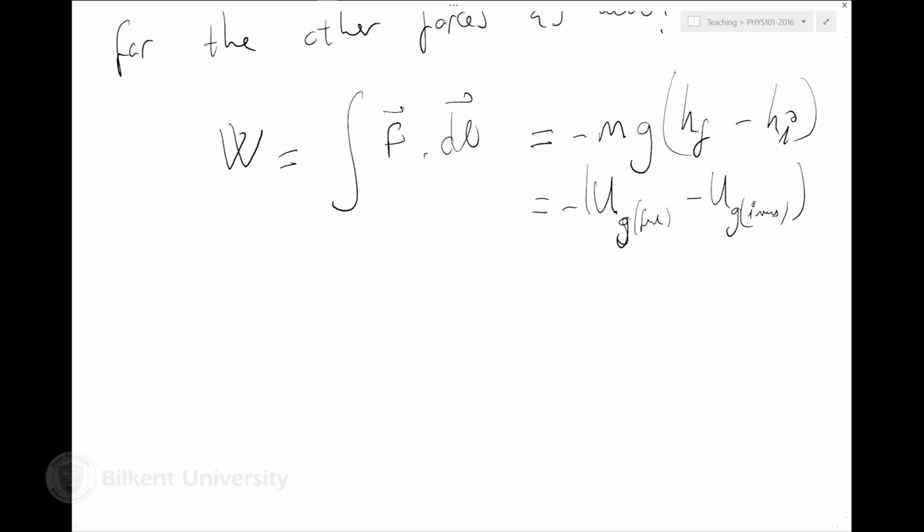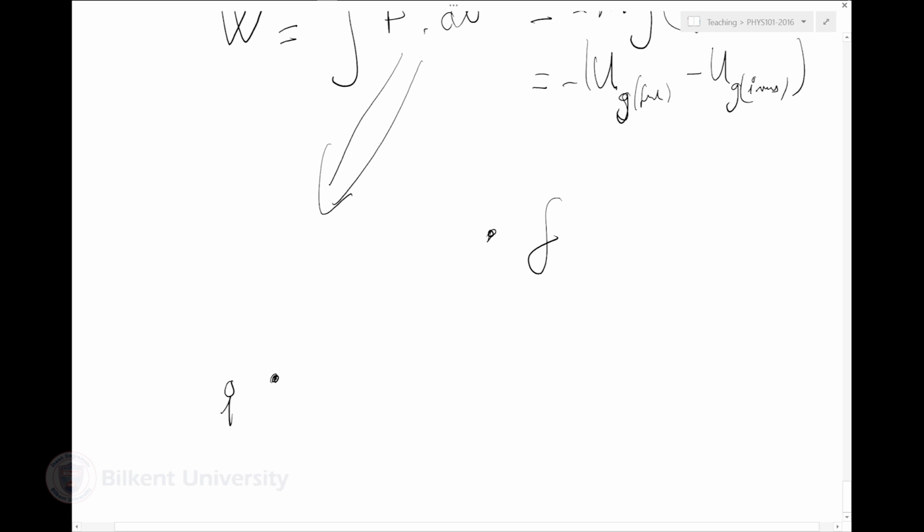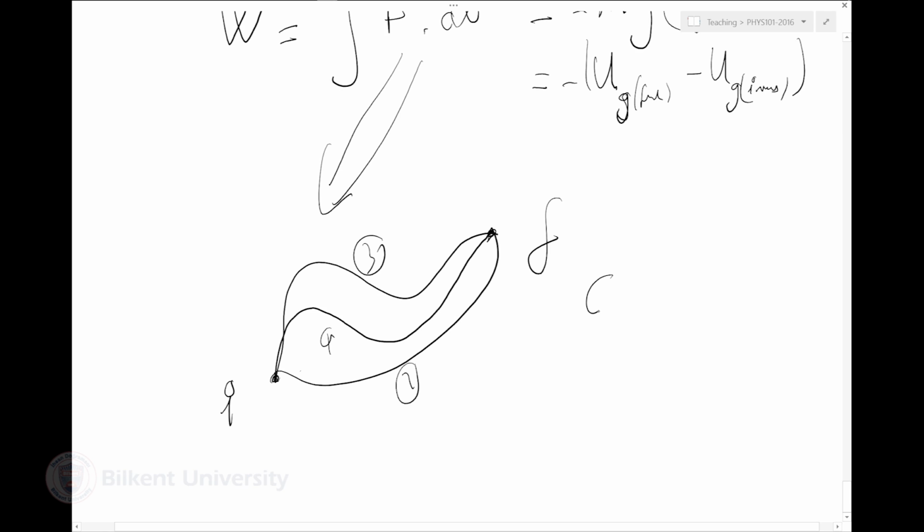In general, this work from some initial point to final point may depend on what kind of path you have taken. For gravitational forces, we've seen that even if you go through path 1 or path 2 or path 3, gravitational work was path independent.